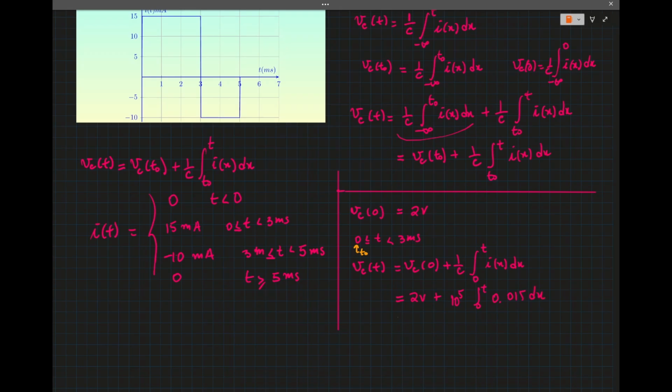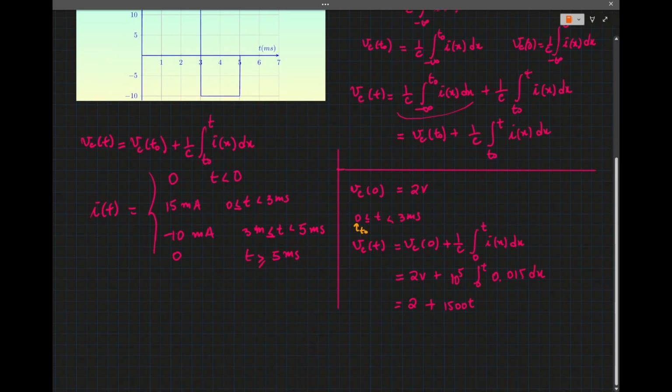Okay, so when I integrate that, that gives me 2 plus 1500 t. Obviously remember t is still in millisecond. So that's the first voltage. Just calculate here now. So that's number one.